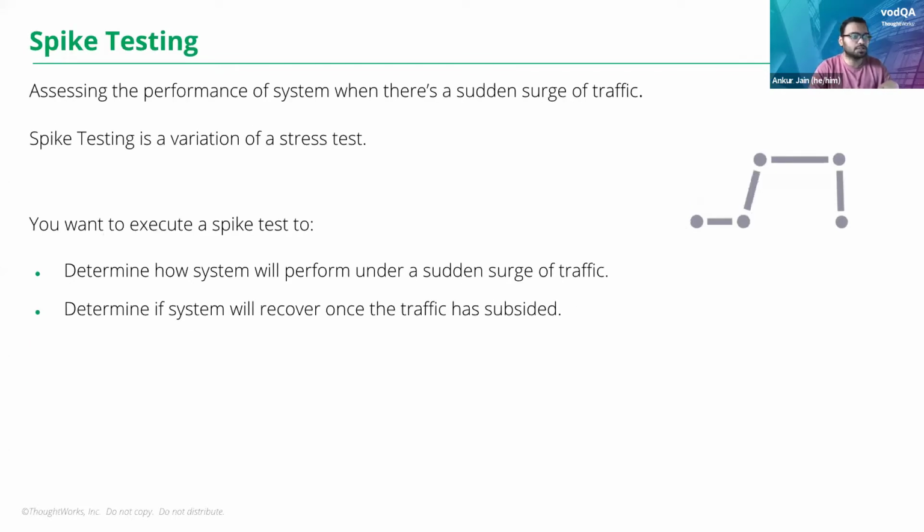Let's talk more about spiking. Spiking, as the name suggests, is a surge of traffic, a lot of traffic coming to your application all together, and how your application behaves in response, and how it responds when it tries to recover from that traffic.